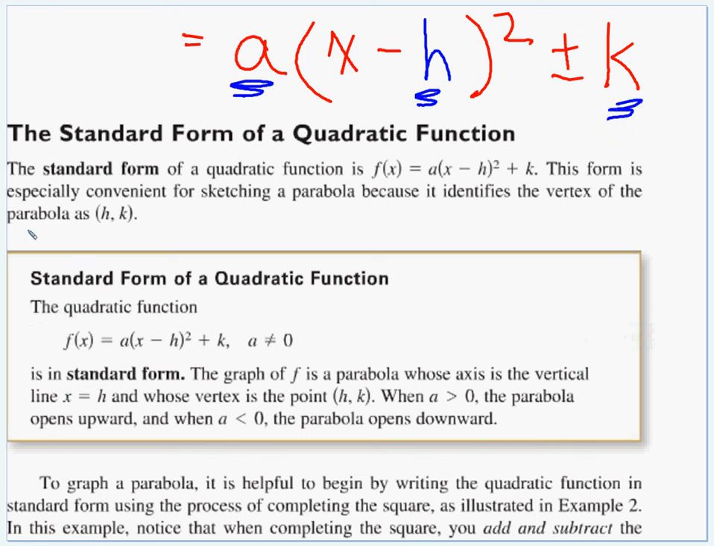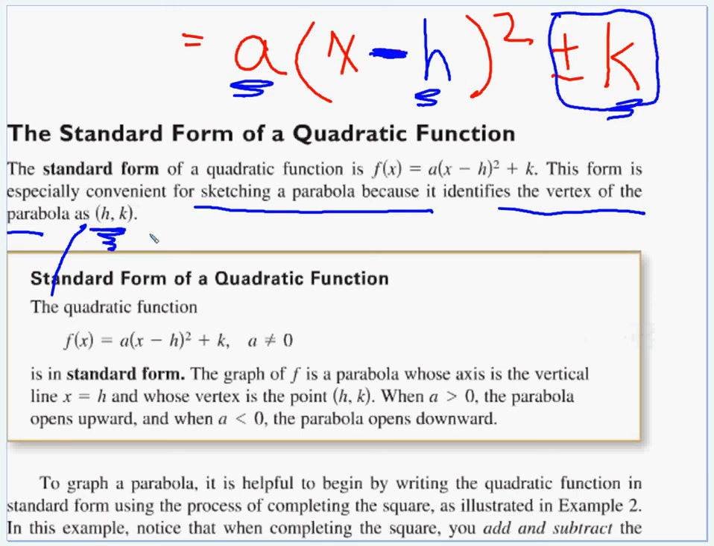And it says here in our box, well, let's go up above it. This form is especially convenient when you want to sketch a parabola because it's easy to identify the vertex of that parabola as h comma k. Now notice here in here there's a minus. That's why I say when you look at this as a whole, this is always a minus. So you can say I'm just going to change that to the other sign. If this is a plus, you're going to change it to a minus. If it's a minus, you're going to change it to a plus, and that comes here as part of your vertex. And then this number, if it's a positive or a negative k, you just bring it in, and that's also part of your vertex. That's the y value of your vertex.